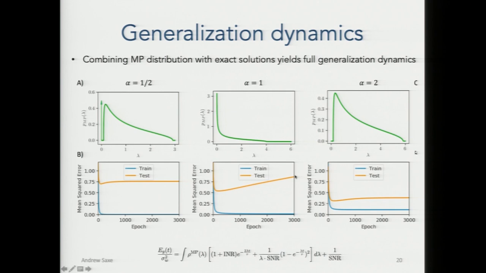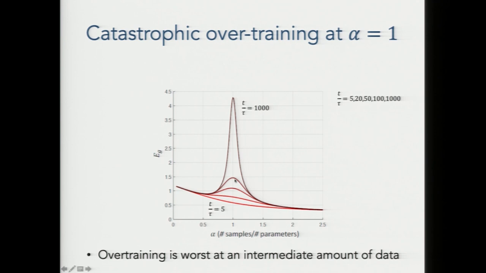All right, so to be a little more systematic about it, here I'm showing you alpha, that's the number of samples divided by the number of parameters, on the x-axis, and the generalization performance on the y-axis. And these different colored curves are the amount of training time. And you can see as you continue to train, you get this big spike around alpha equals 1, but things are better either direction you go.